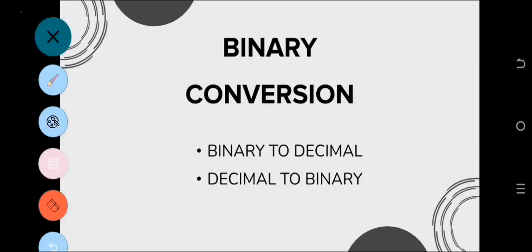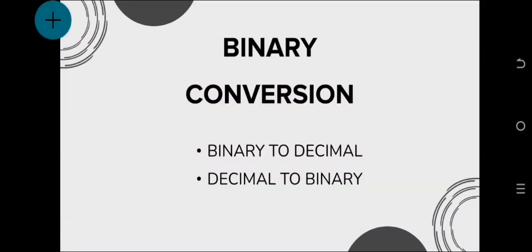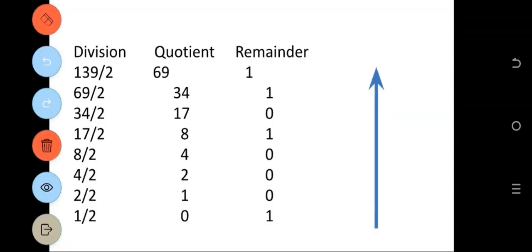Next topic is the binary conversion of binary to decimal and decimal to binary. To convert decimal to binary, you just have to divide it by 2. Like 39 divided by 2, the quotient is 19 because that's the result, and there is a remainder of 1. And 19 divided by 2 is 9, and there is a remainder of 1. 34 divided by 2 is 17. That's the result of that equation, and there is no remainder, so it's 0.